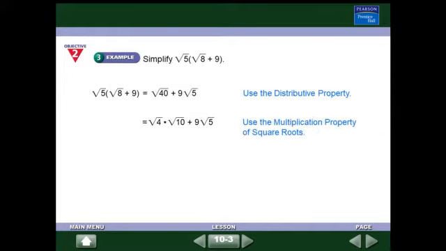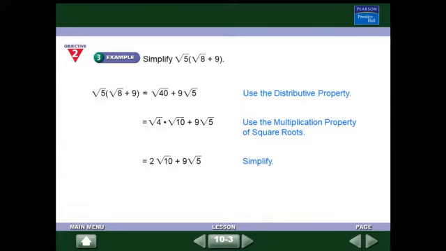Square root of 40 is not yet in the simplified form. So we can find a factor of 40 that is a perfect square. I can rewrite this using the multiplication property of square roots. That is the square root of 4 times the square root of 10 plus 9 square root of 5. Simplifying that, simplify square root of 4, that is 2 square root of 10 plus 9 square root of 5. Is square root of 10 in the simplified form already?